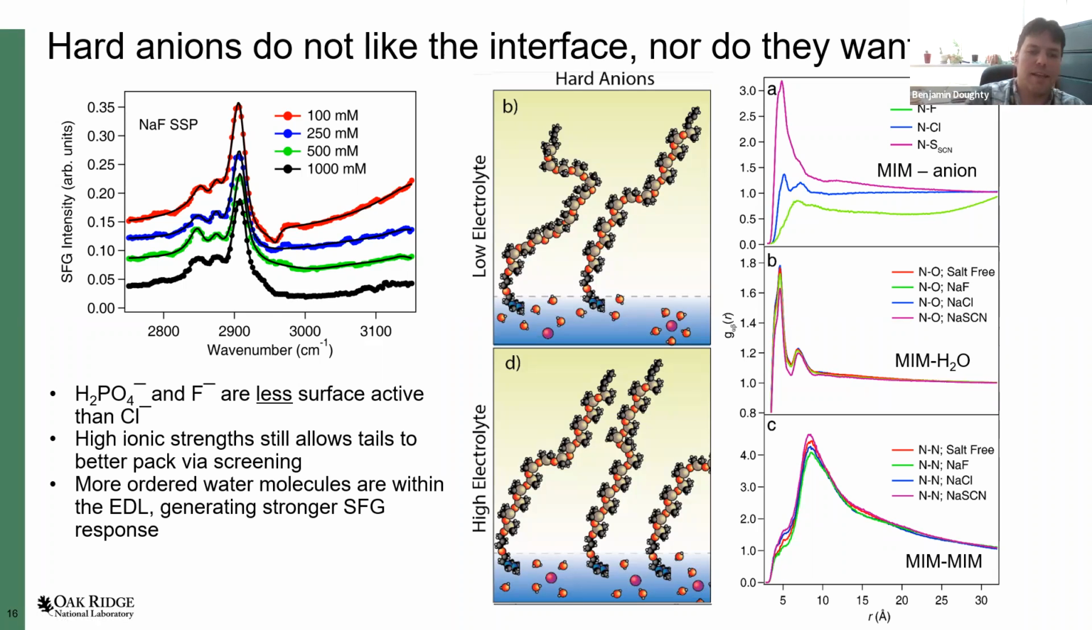So what this tells you is that at high concentrations of a hard anion, you can force it to go somewhere near the interface to help screen. And we see that with the water spectrum changing. But the response of the tails, you're not going to get that dramatic of a response because you're not enabling these things to really pack in super tight.